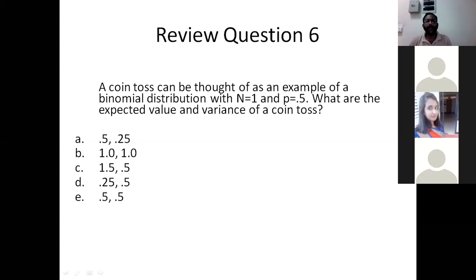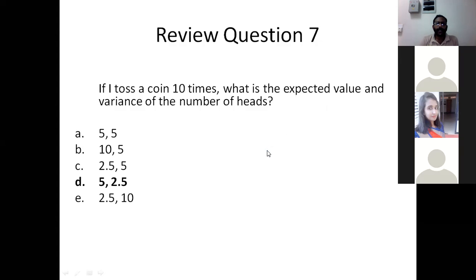A coin toss can be thought of as an example of a binomial distribution with n equal to 1, right? So this is a capital N, and p is equal to 0.5. What are the expected value and the variance of a coin toss? Anyone? What is the expected value? And what is the variance? Variance is n into p into q. So what is the answer, anyone? The first one, isn't it? Right. So you can answer some of those.